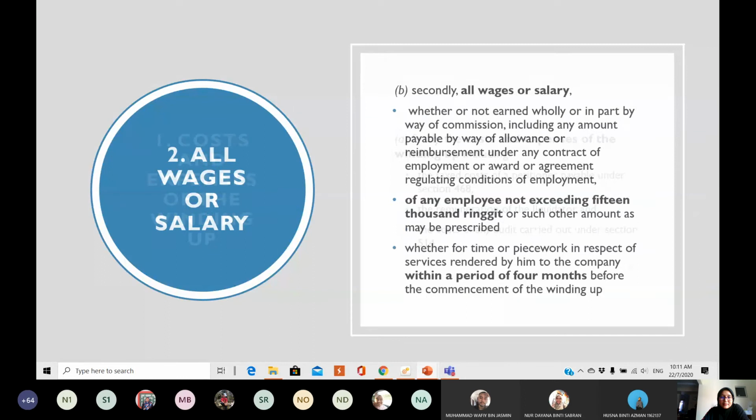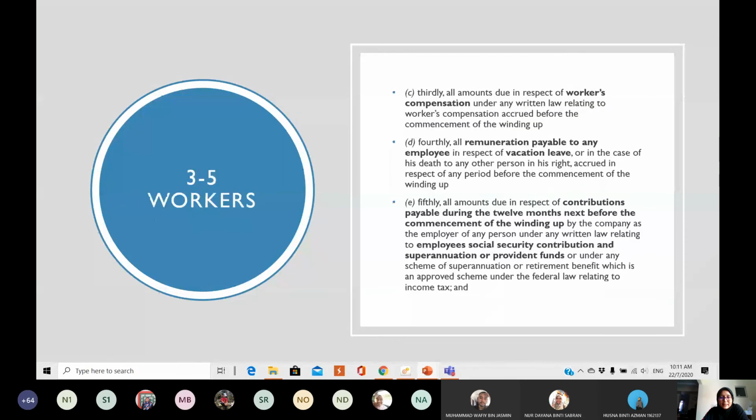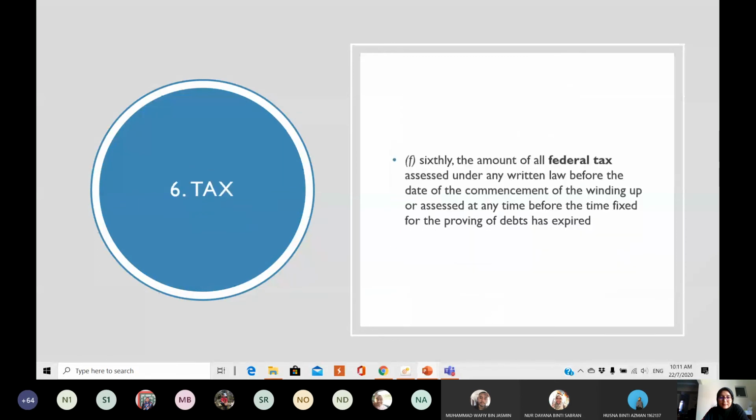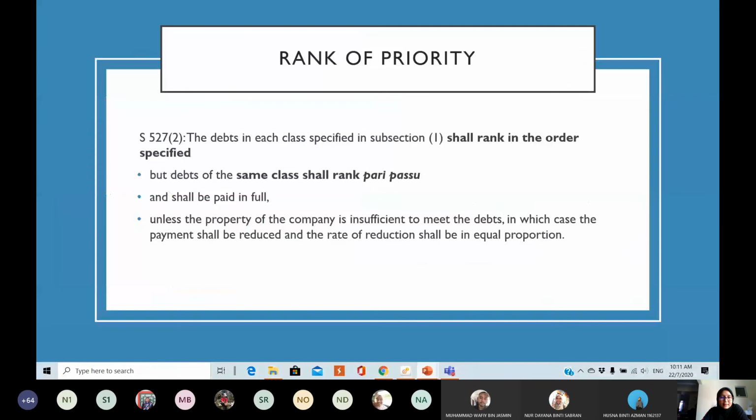Kita tak pergi satu-satu lah. Yang ni sama dengan bankruptcy exactly. Okay, and then rank of priority tu dia kata pari passu.